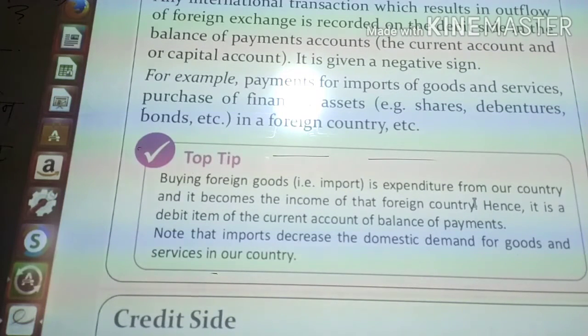Now we are talking about the debit side and credit side of the transaction. What is the debit side? What is the credit side? When we are talking about debit and credit, debit means what comes in and credit means what goes out. That is the scenario of accountancy. But when we are talking about these economic terms, first the debit side: an international transaction which results in outflow of foreign exchange.